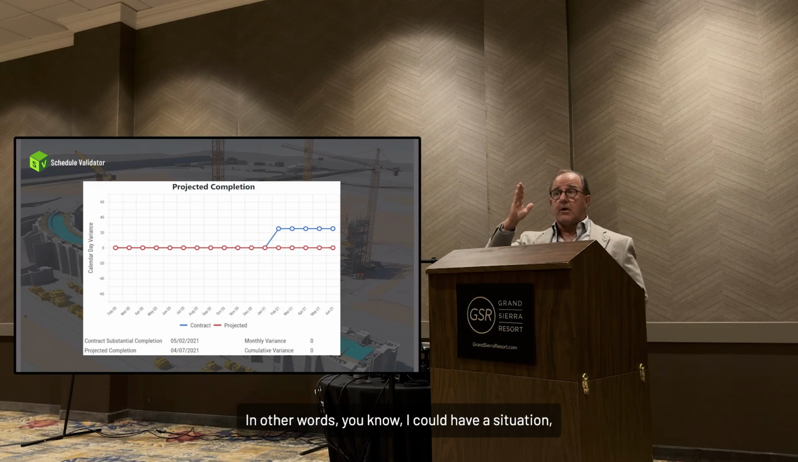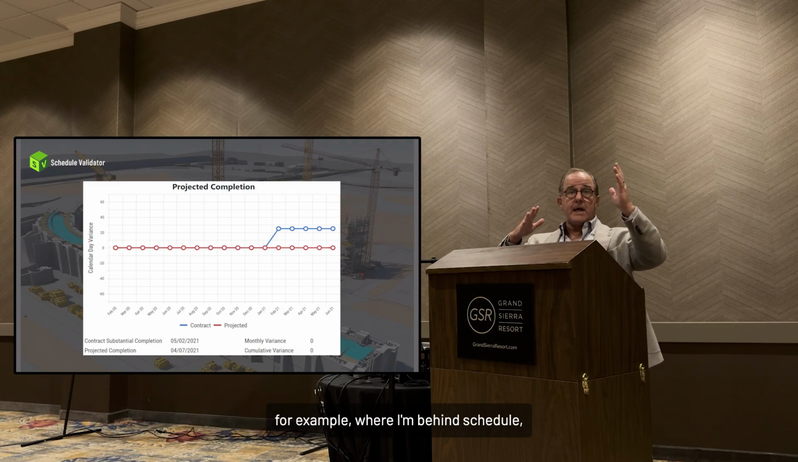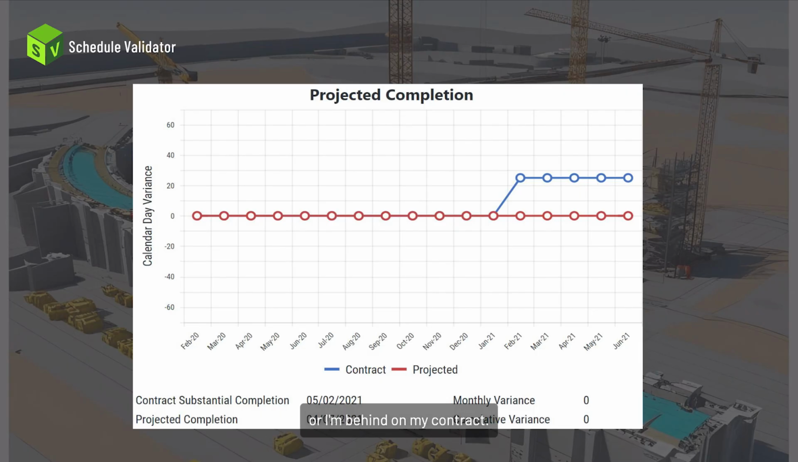In other words, I could have a situation, for example, where I'm behind schedule, I'm behind on my contract. So my contract is showing I'm 25 days behind, but my finish date has been maintained the last few months. Maybe I got behind early and I haven't received a contract time extension yet for a delay. So I'm tracking those two separately. Those are two important ones. Here's how we're doing in relation to the contract, and here is what's going on with my finish date.